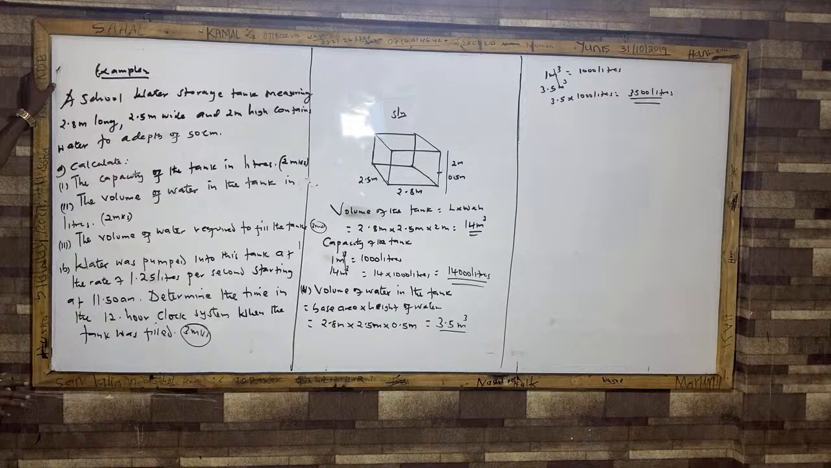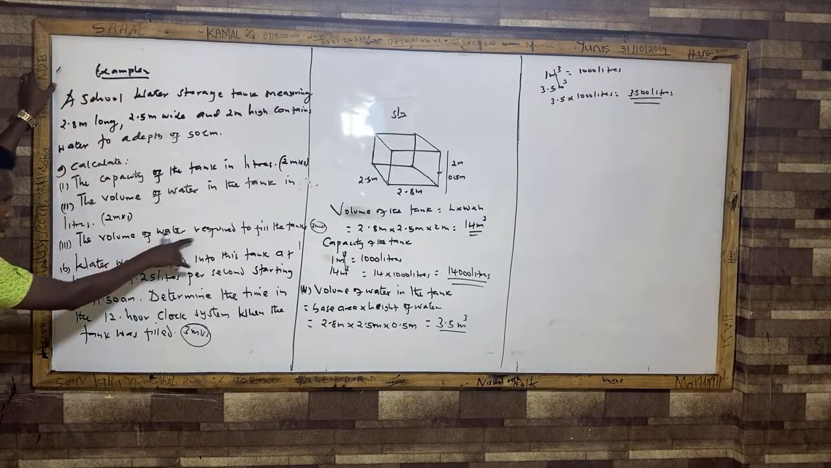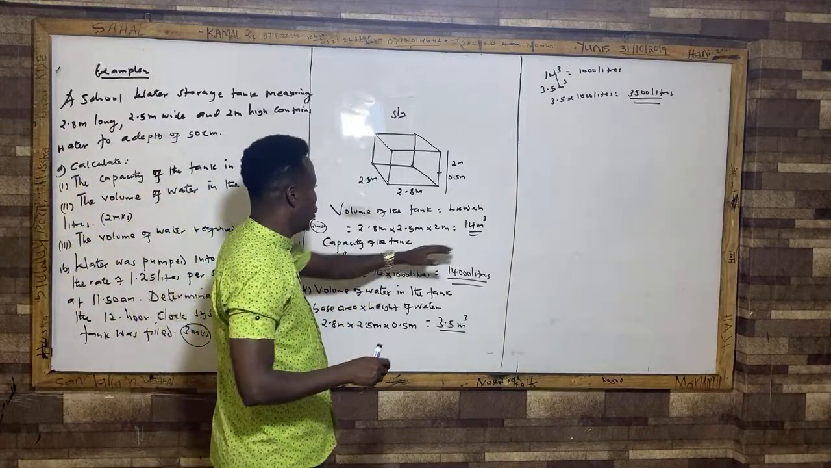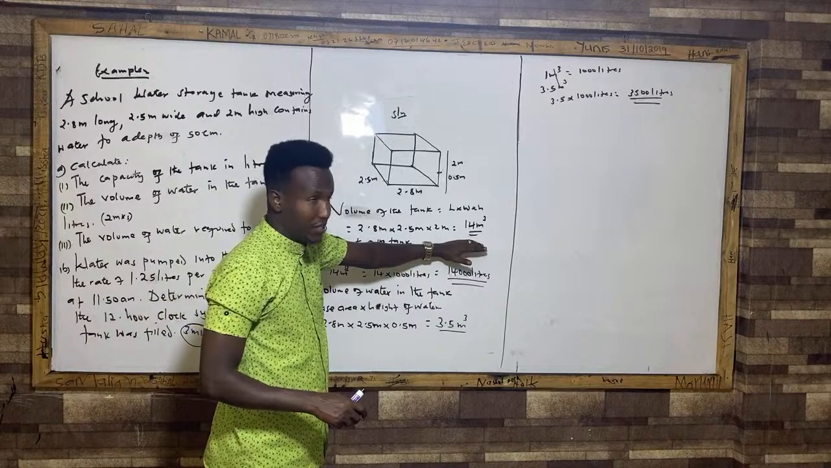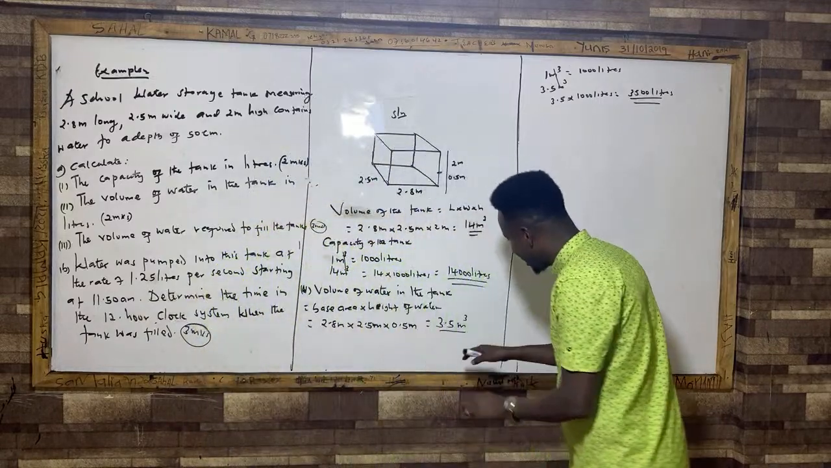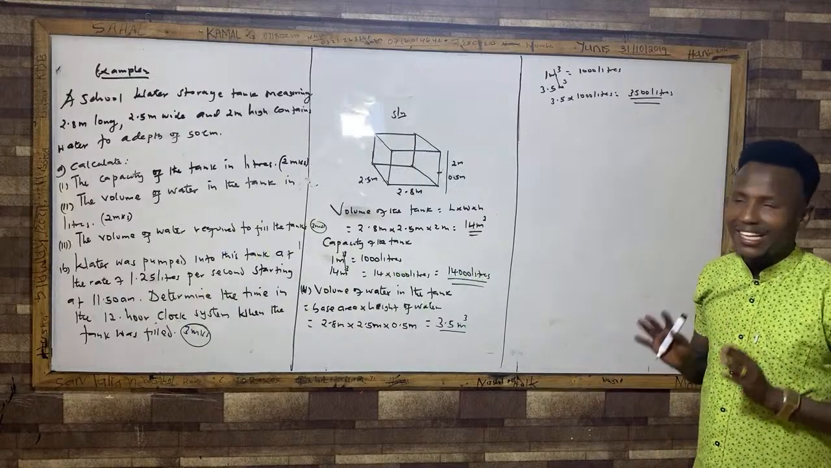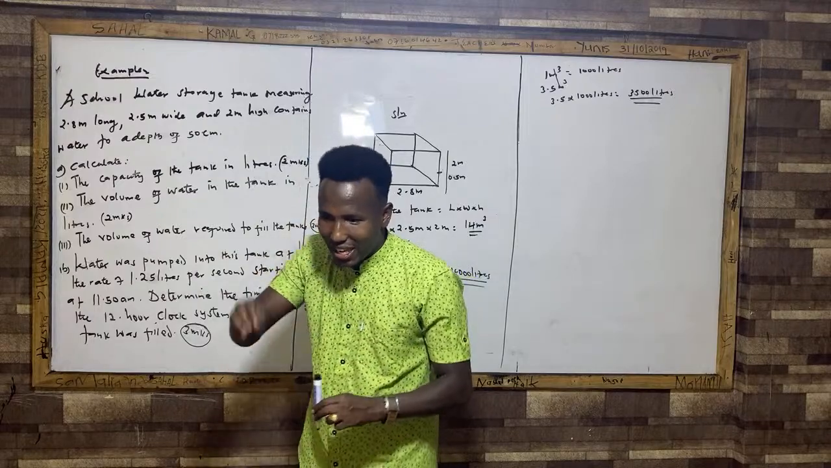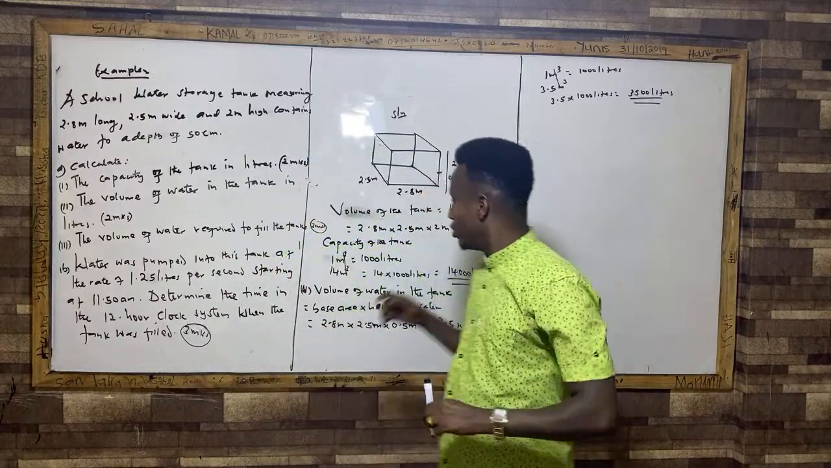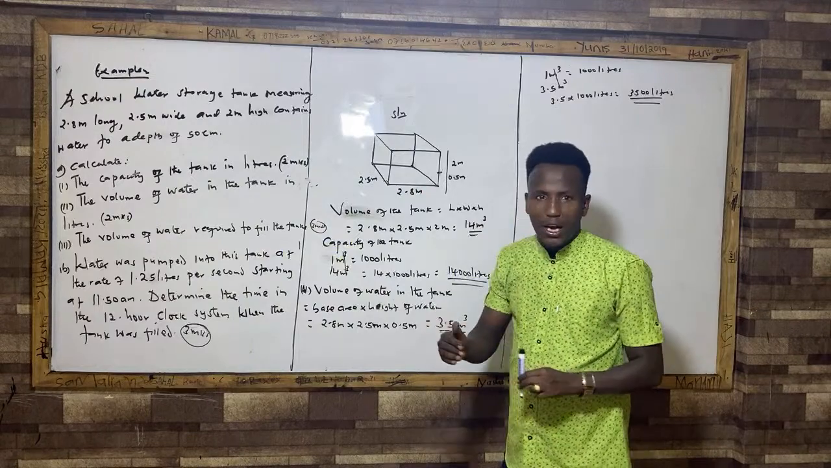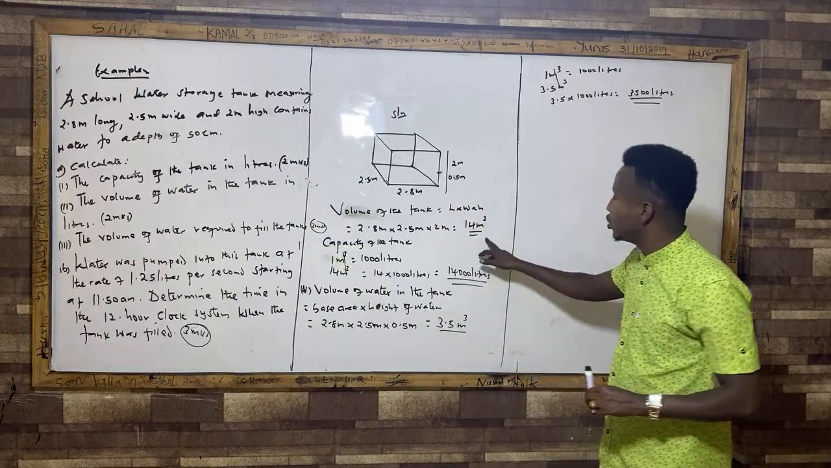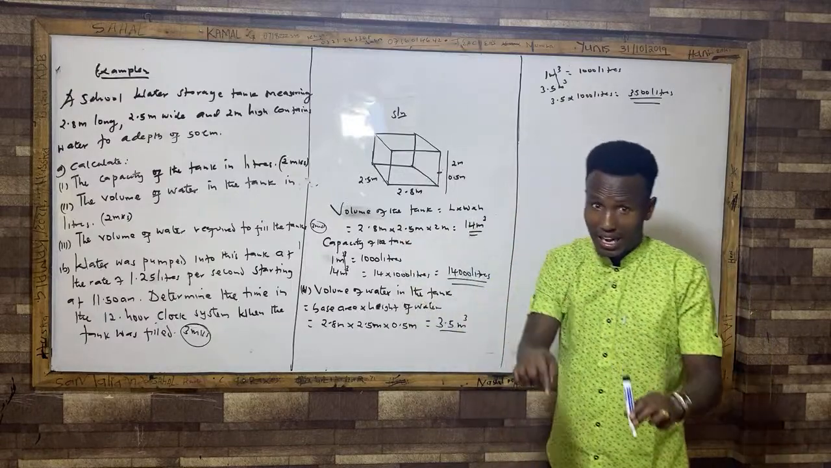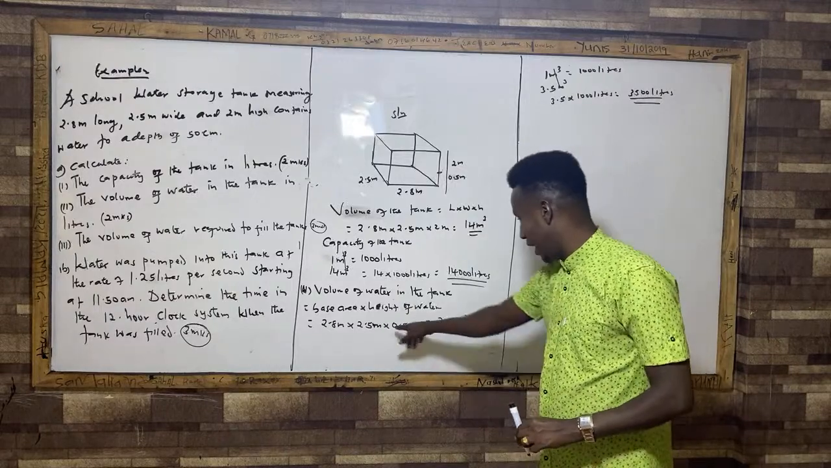Then you are told the volume of water required to fill the tank. Now, we know that the capacity, the volume of this tank is 14 meter cubic, and the volume of water in the tank is 3.5. Understand the nature of the question, please. The volume of water required to fill the tank is the amount of water which is left to fill the tank. How are we going to get that? The volume of the tank, 14 meter cubic, minus the volume of water in the tank, which is 3.5, because the height was 0.5.